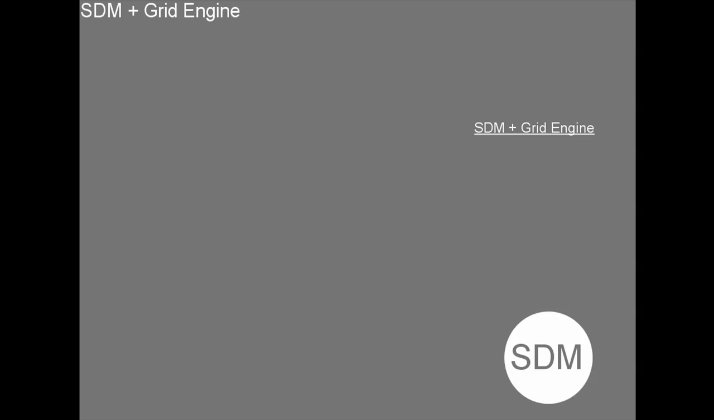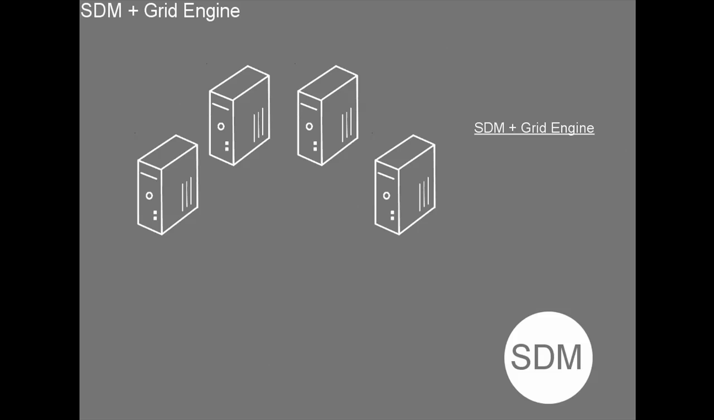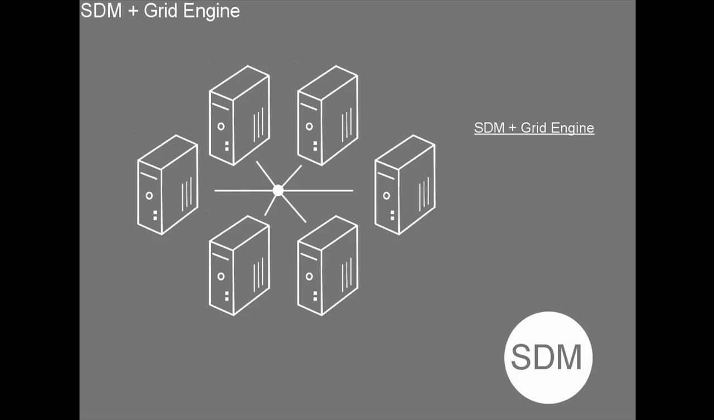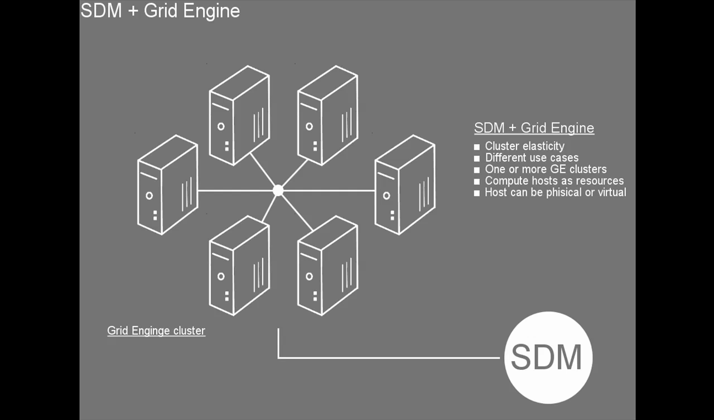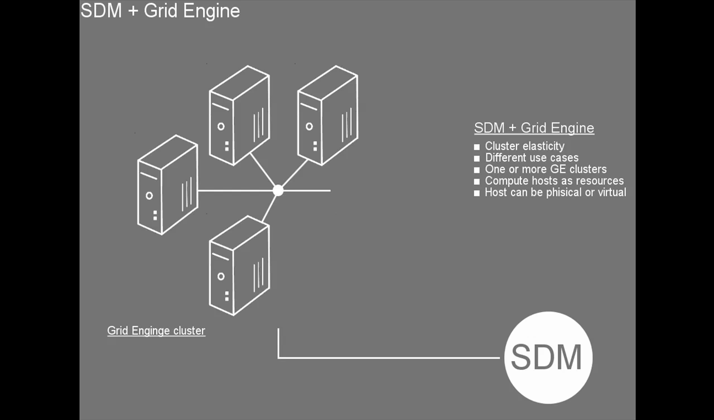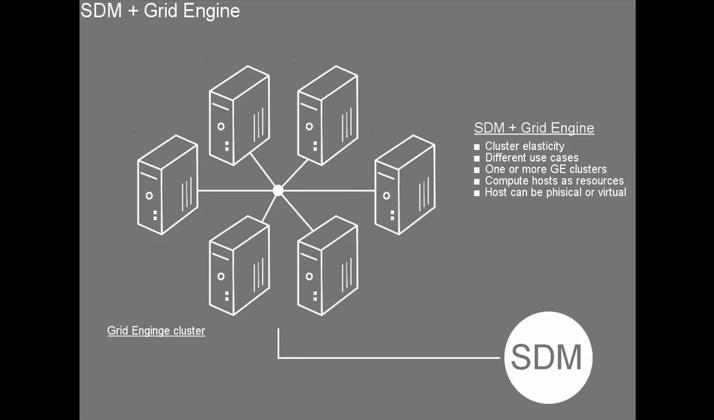The SDM version 1.0 Update 3 exclusively supports the Grid Engine service domain. Other domains are currently not supported. In the Grid Engine service domain, SDM can be used to provide cluster elasticity. Grid Engine clusters are treated as services and compute hosts as resources. The Service Domain Manager can monitor the workload of the Grid Engine clusters. Depending on the workload, it can rescale a cluster by adding or removing host resources.